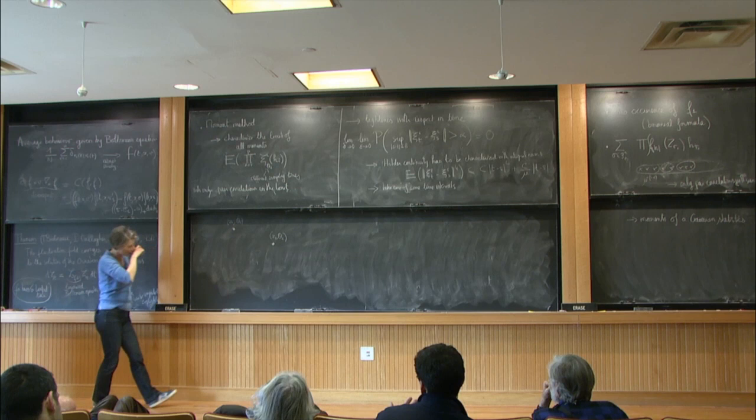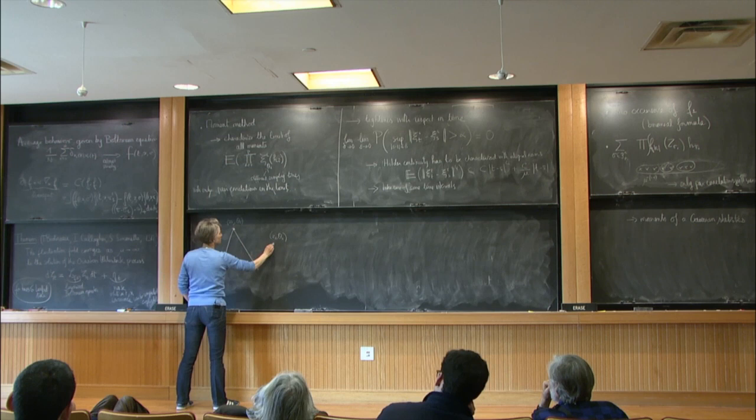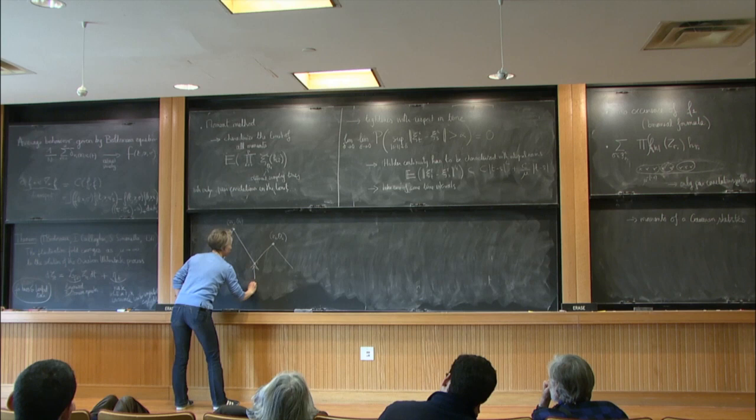So a first way that you can be correlated is exactly by doing what we did until here. You have two trees, and at some point you have here either a recollision or an overlap.